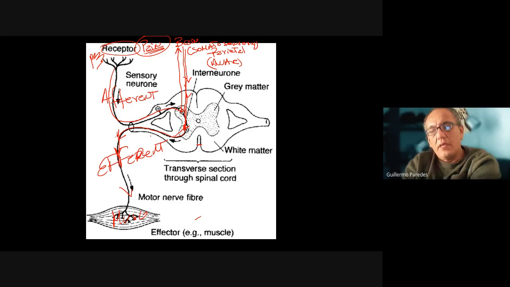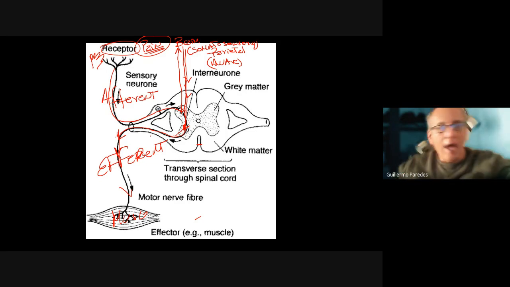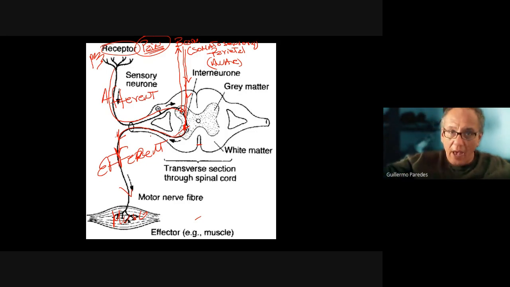Yes. All right. So now, just to remember, what is first, afferent or efferent? Afferent. A, afferent. E is later in the alphabet, right? After. E, efferent. You okay with that? Okay.